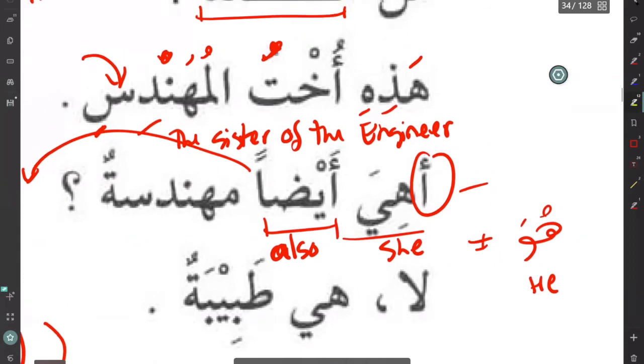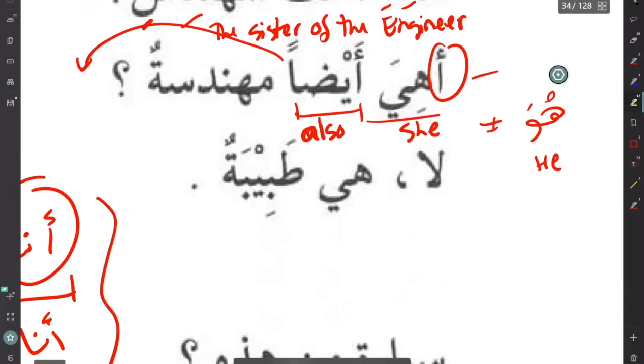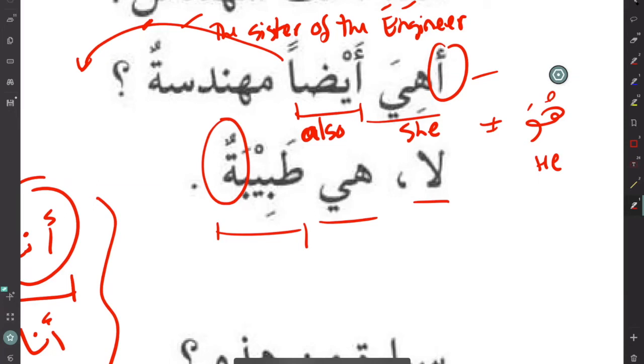So basically he's asking, whoever is that, is their name? No, he's asking, is she, Ahia, Aidan, Muhandisatun, is she also an engineer? And she's replying. Remember this, Hamza, you need to answer with naam or la, yes or no. So she's answering with what? No, la is no, here she is, what? Tabiba. See, we couldn't say tabib, hiya tabibun. That wouldn't have worked. So you have to say, hiya tabiba. She's a doctor.